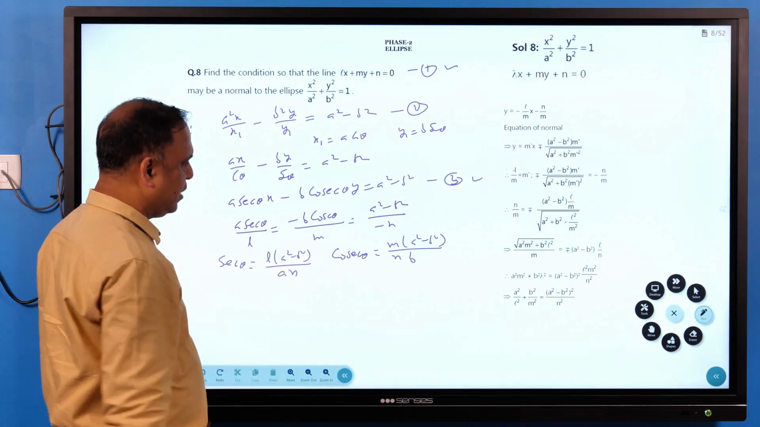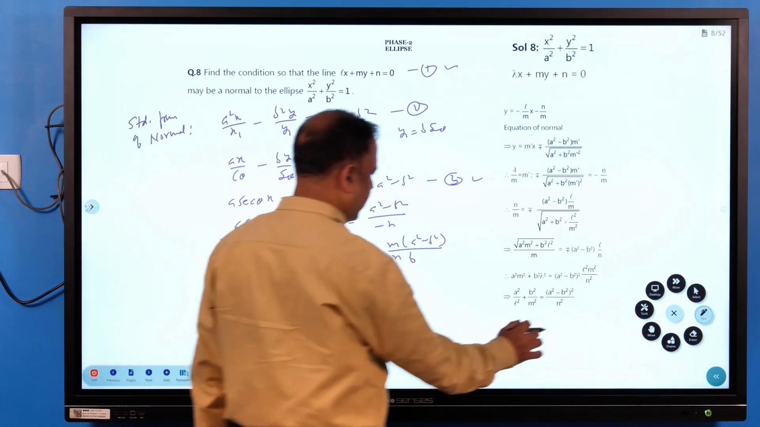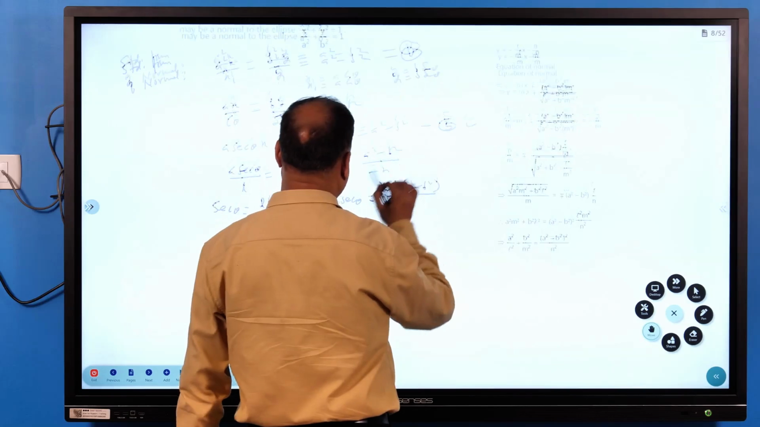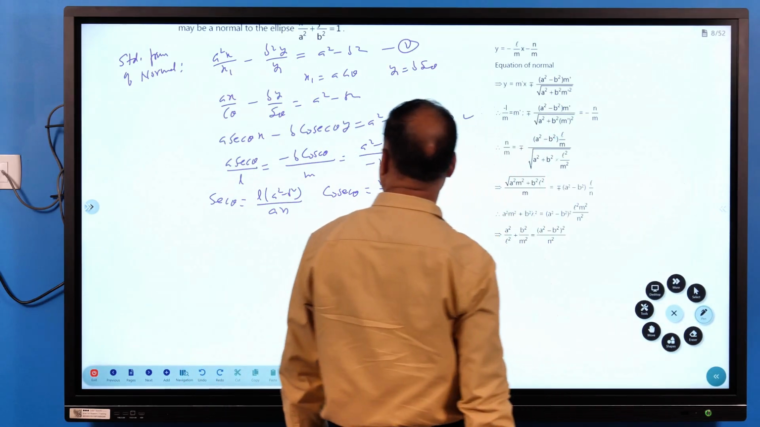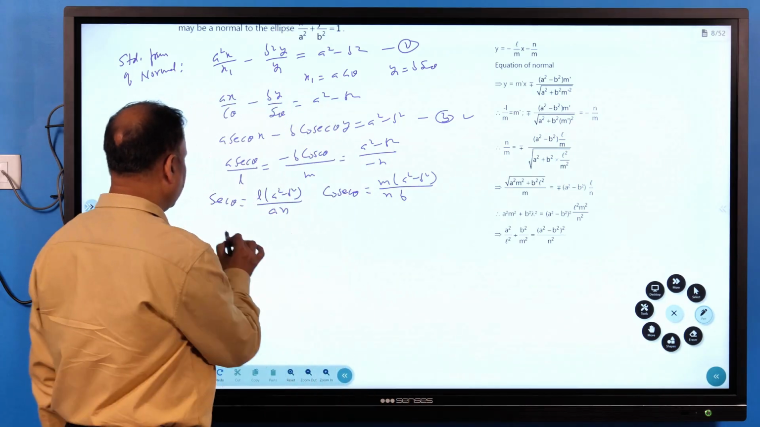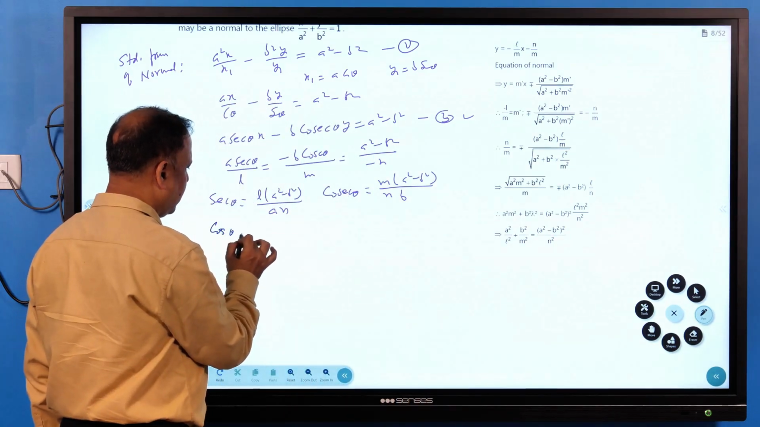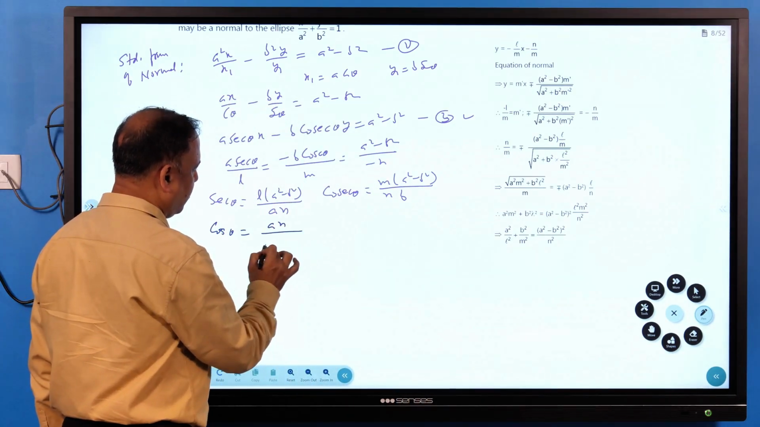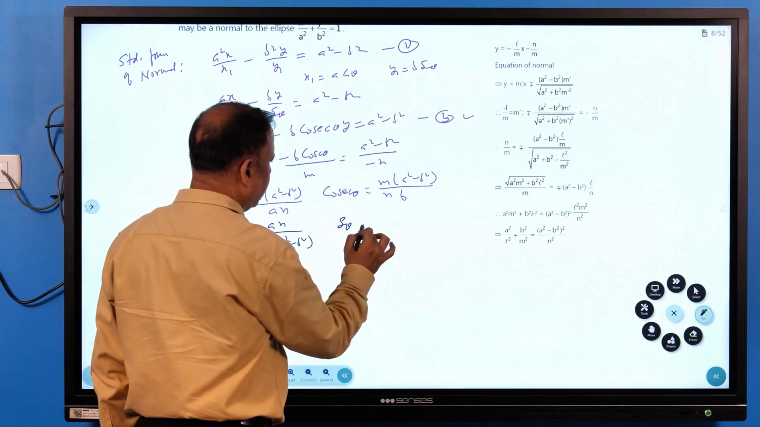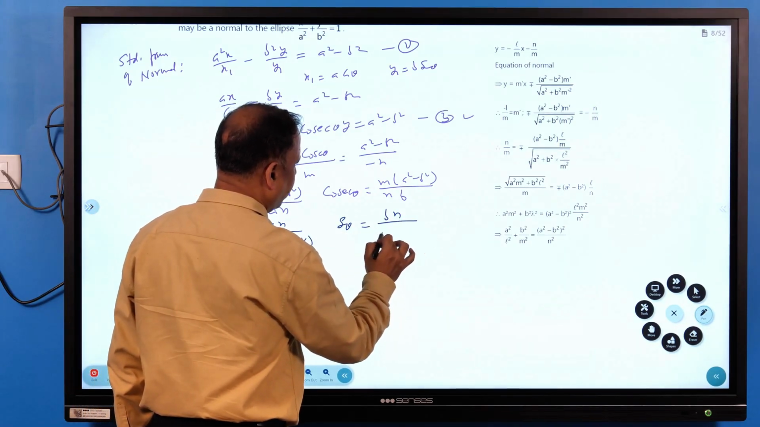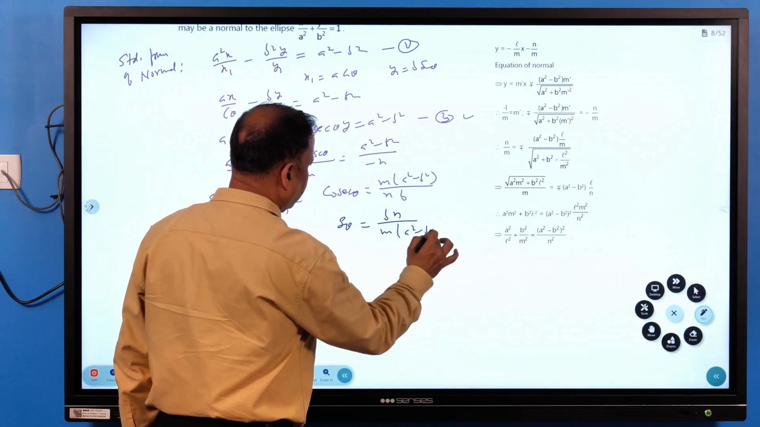Now reciprocate them, square and add. Then you must get the answer. We have to eliminate theta from here. That will be the answer. The relationship is what I have to calculate basically. So cos theta is equal to a n upon l into a square minus b square, and sin theta is equal to b n upon m into a square minus b square.